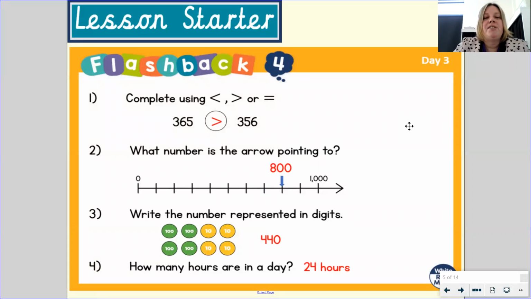Let's go over the answer. 365 is greater than 356. The arrow would be pointing to 800 because we are counting in jumps of 100. The number represented is 440 because we have 4 hundreds and 4 tens. How many hours are in a day? There are 24 hours in a day.